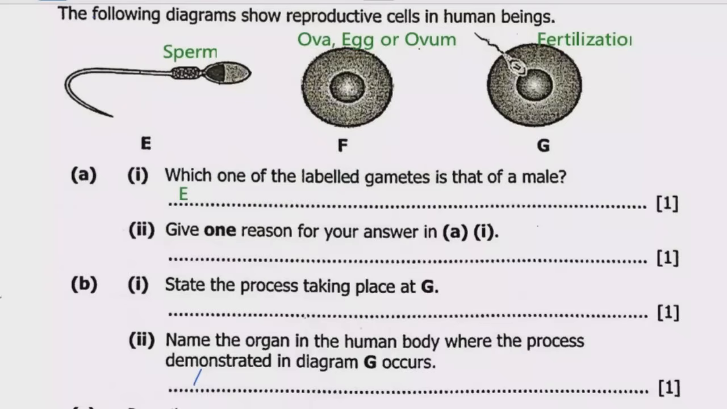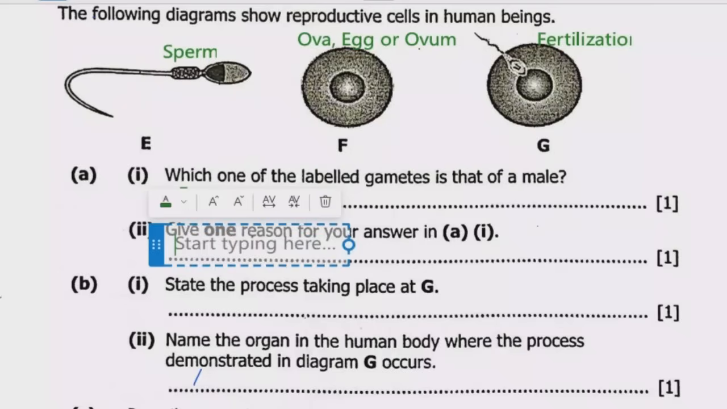Okay. Then we come to question 1A2. Give reason for your answer. Why did we identify the reproductive cell E as sperm? So what you can say now is we identified that as a sperm because it has a tail.